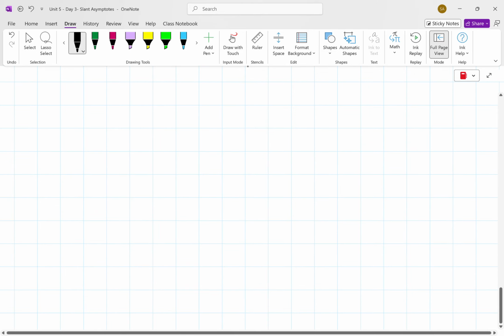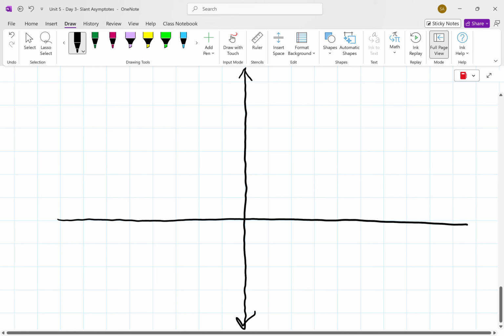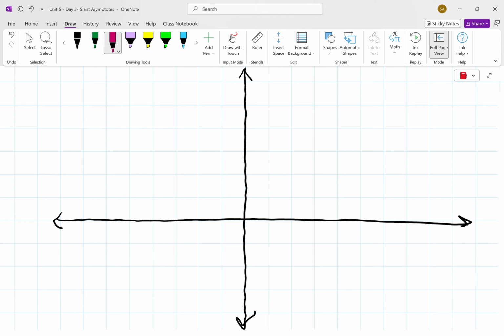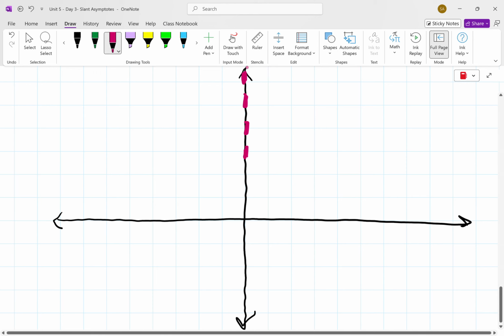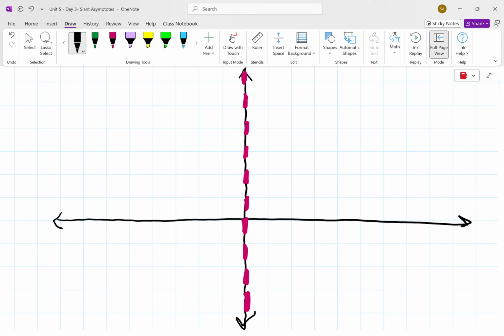Okay, so now we're sketching. All right, the first thing we're going to put in our graph is our vertical asymptote. We have a vertical asymptote at x equals 0. So I'm drawing my vertical asymptote right here at the y-axis. There's my vertical asymptote. The next thing I want to graph is my slant asymptote.